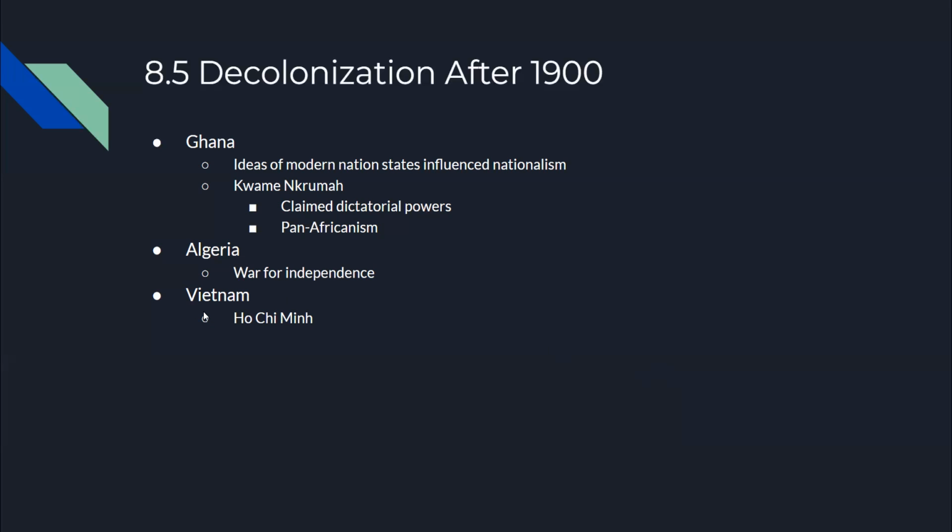So Algeria was a French colony, and they basically wanted independence, and they had a war for independence against the French in 1954. However, many French people were on the side of the Algerians, and France basically allowed Algeria to separate.